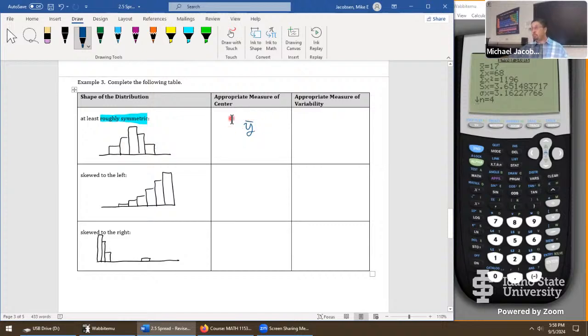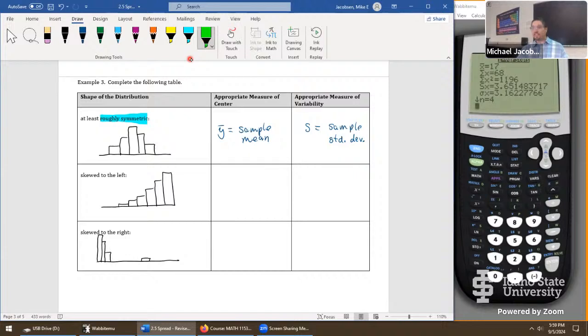Now, once you've picked the sample mean y bar, because you have at least roughly symmetric data, there is now a definite choice for the variability. It cannot be the interquartile range any longer. It must be S. Let's actually give these names just for the sake of getting used to them. Y bar, which is equal to sample mean, and S, which is the sample standard deviation. So if you decide to use the standard deviation S, then you're using the sample mean to describe the center in this case.